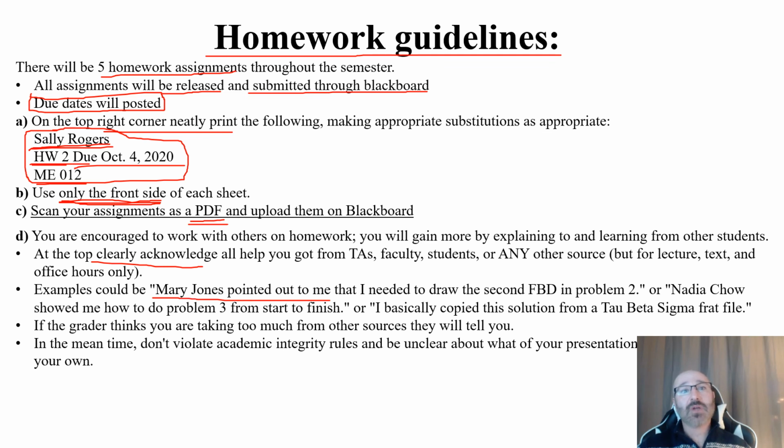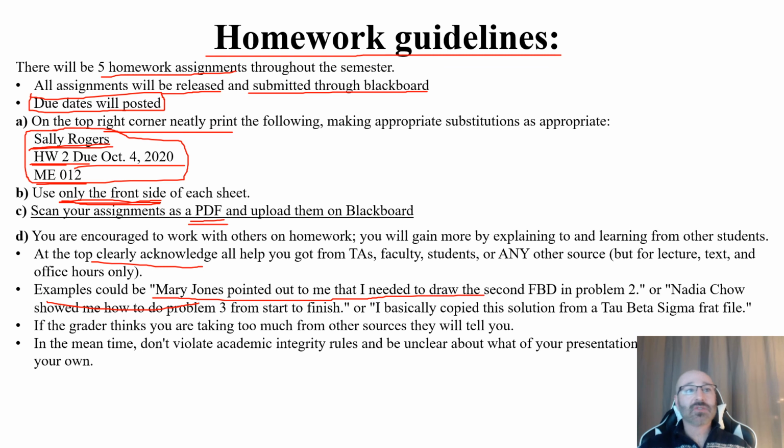Examples of what I'd like to see: Like Mary Jones pointed out that I need to draw a free body diagram. Something like that I would like to see written out next to wherever the help you got. Or I met with the TA and they told me I should use this equation. Or I talked with you and you gave me this hint on problem number 2. Just make sure you give credit to whoever gave you help on these problems.